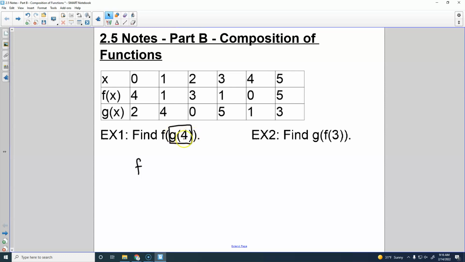So, g of 4, it tells us g is on the bottom line. Our x values are up here, so whatever number is plugged in right here, that is your x value that you're looking at. So, we're looking at where x equals 4. At x equals 4, g equals 1. So, we would now be trying to find f of 1. And so, we would go up here to 1 on our table, and f of 1 is 1. So that would be our answer.